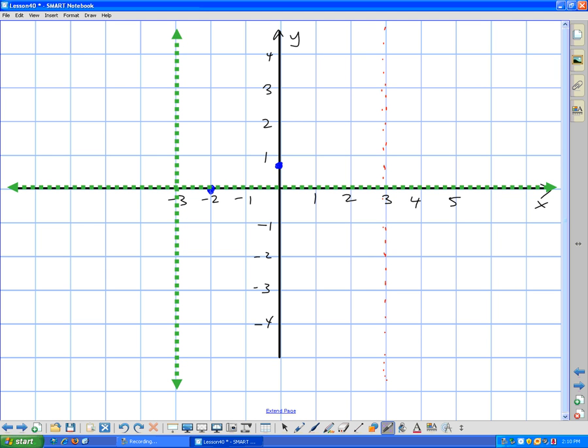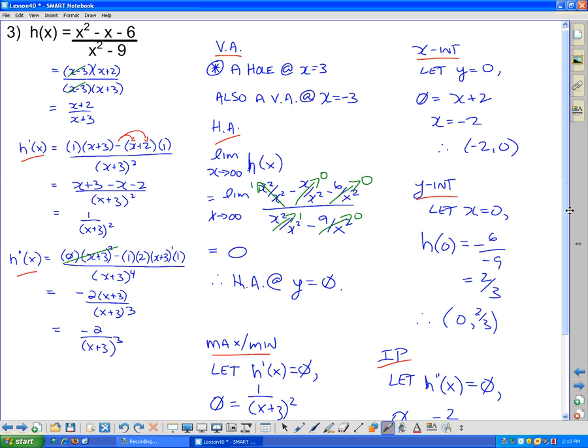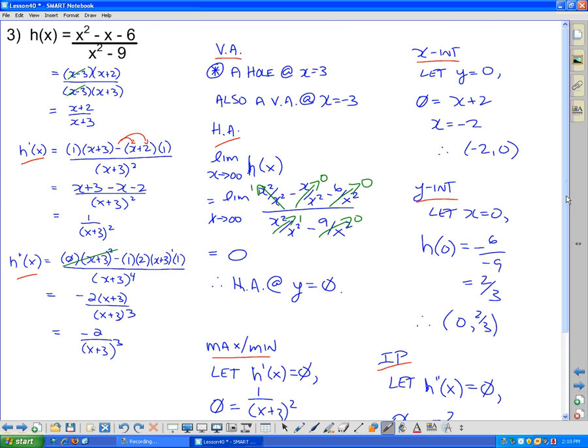This is the graph that we're looking at. So I am now running out of information to check or to write down here. So we've got all the information so far plotted. Vertical asymptote and holes there. Horizontal asymptote up. No max min, no IP. So what's it going to look like?